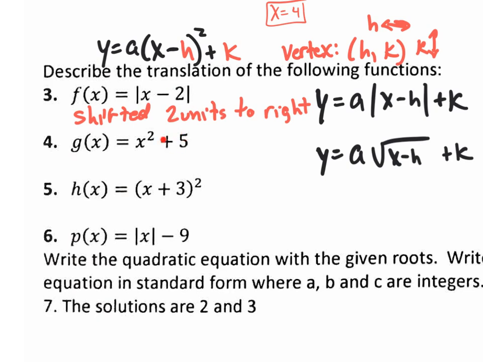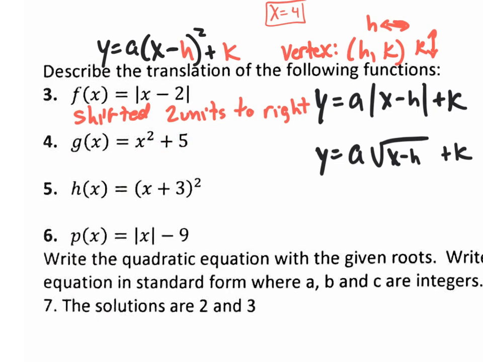Right here, is this an h value or a k value? Well, it's outside at the end by itself. H would be in parentheses with x. It'd be in here. So there's no parentheses around here. That means that your h value is 0. It doesn't shift left or right, but it does have a k value of positive 5. So right here we're going to say it shifts 5 units up.